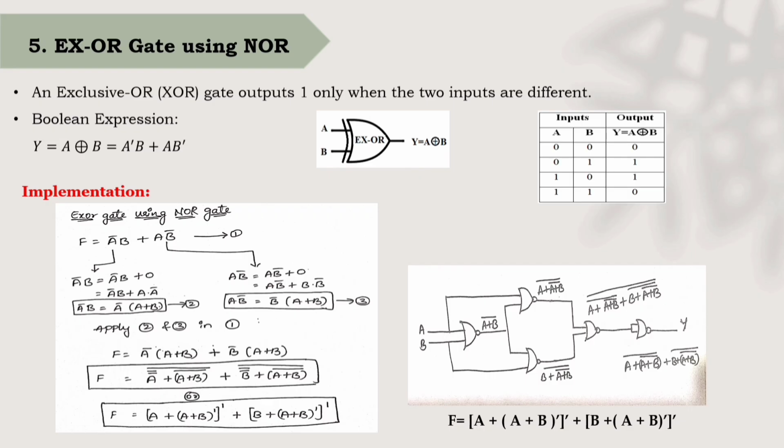For the third NOR gate, we are considering B and the output of the first NOR gate as the inputs, so that we are going to get (B plus (A plus B) bar) whole bar. The outputs of the second and third NOR gates are considered as the input for the fourth NOR gate, so that we are going to get the result which is the complement of the XOR gate.